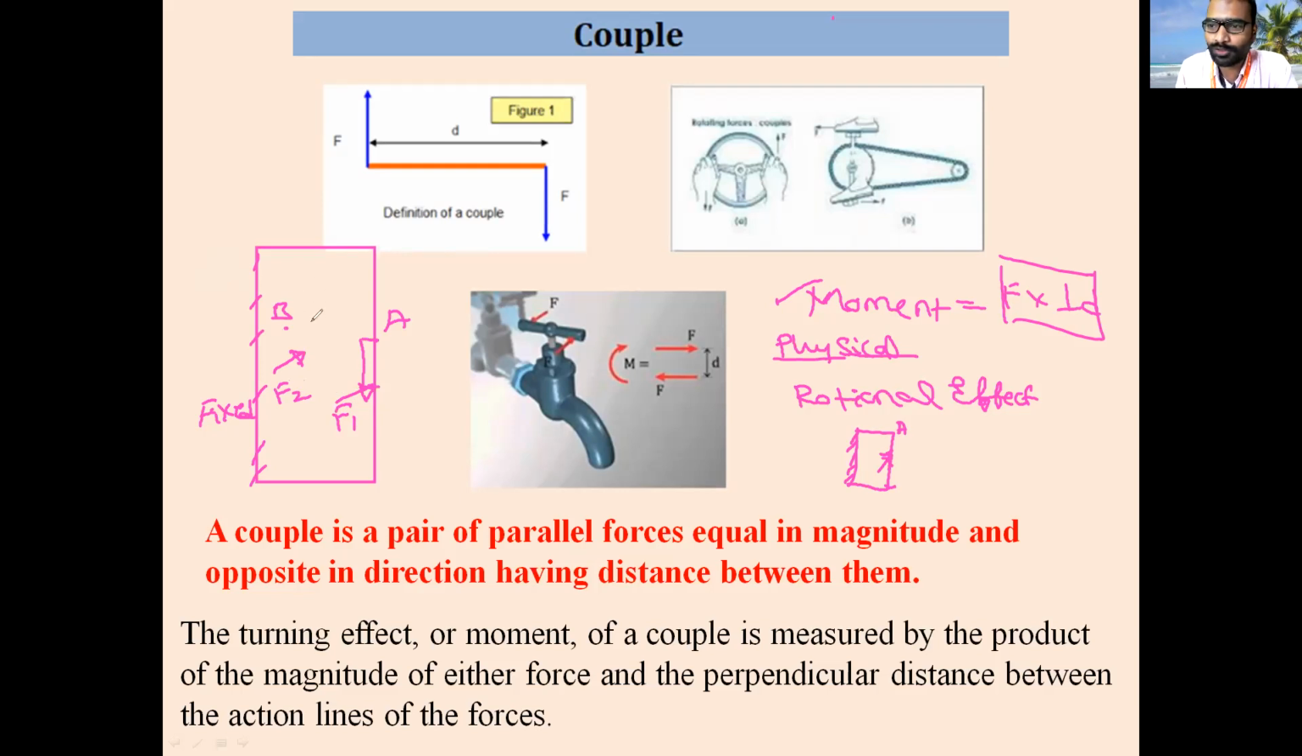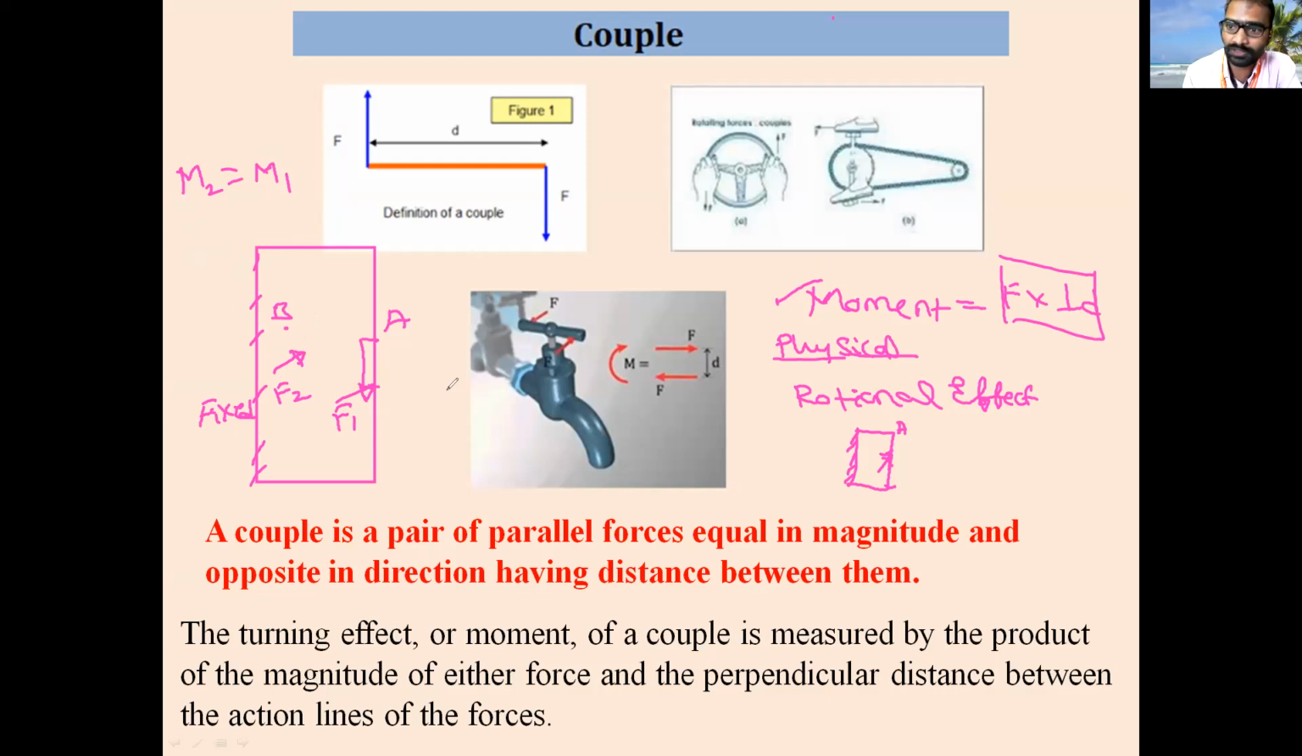So my aim is to open this door, correct? I need to rotate this door. Which means the moment produced by the force F2 is M2, and the moment produced by the force F1 is M1. Ultimately I need to rotate this door, so moment M1 is equal to moment M2, but it doesn't mean that force F1 is equal to force F2.